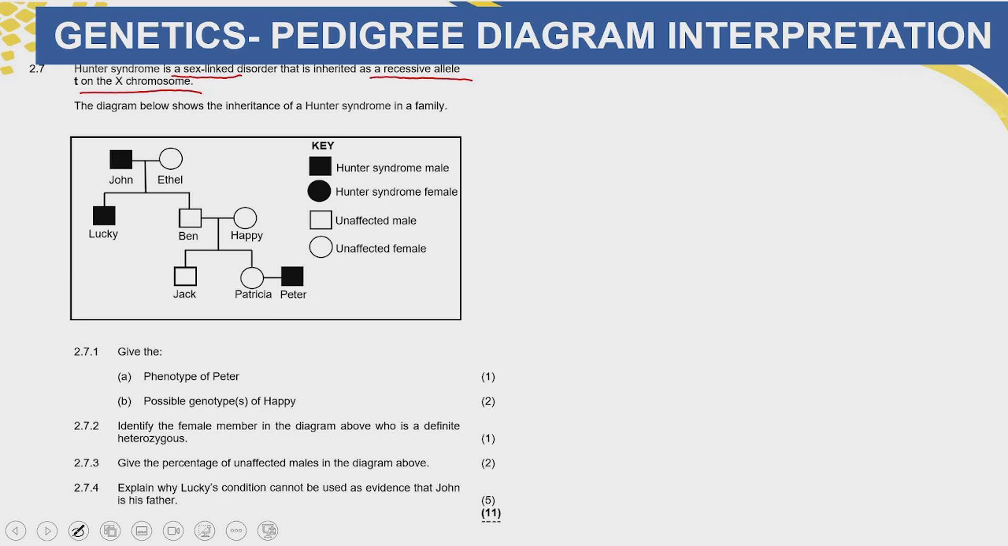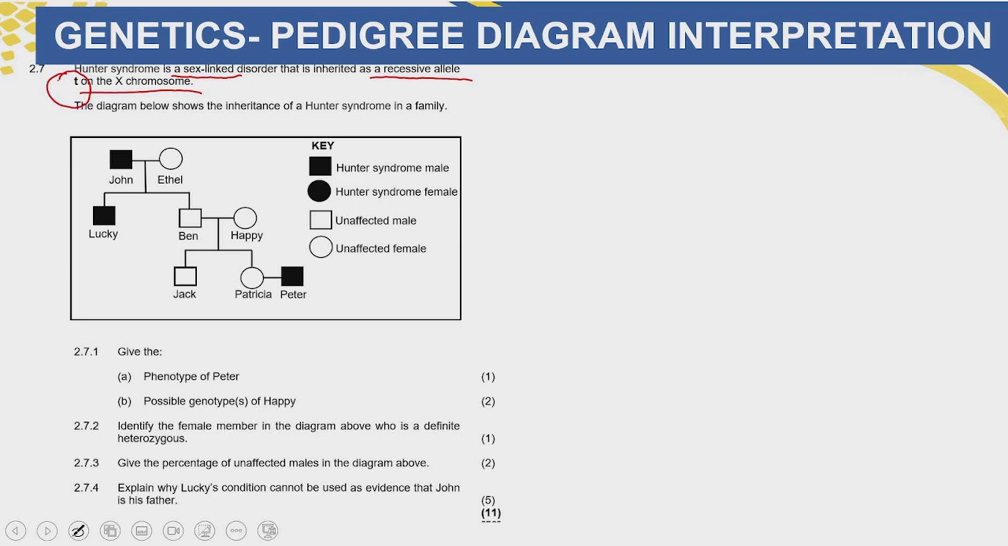It's not always a recessive allele. It can be a dominant allele carried on the X chromosome. But for this example, it tells us that it is a recessive allele, and because it's recessive, we represent it with a small letter t. Now, the diagram below shows the inheritance of Hunter's syndrome in a family.